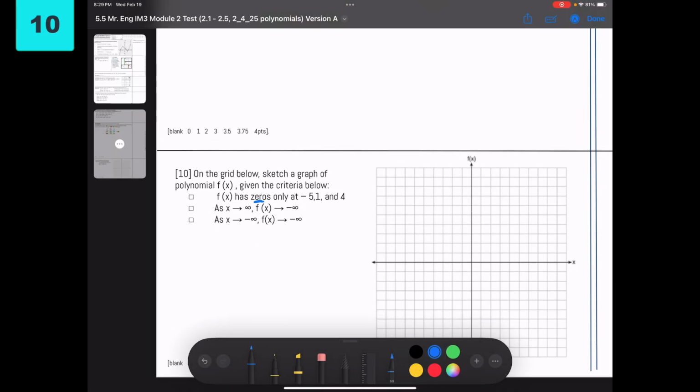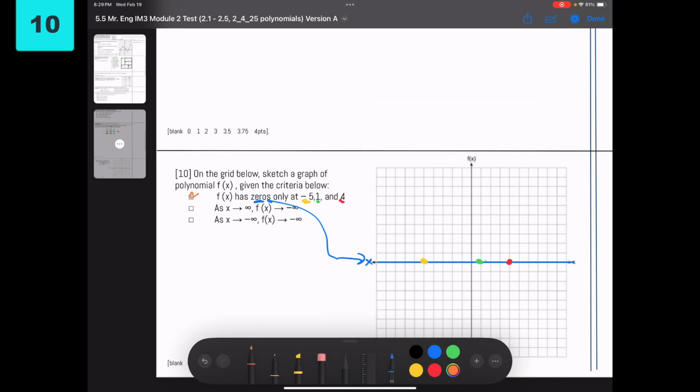Okay, zeros are where they cross the x-axis. So anywhere on there. So, negative 5, positive 1, and positive 4.